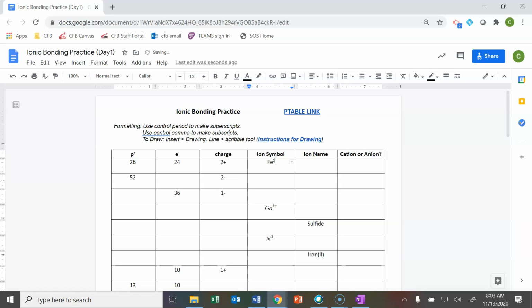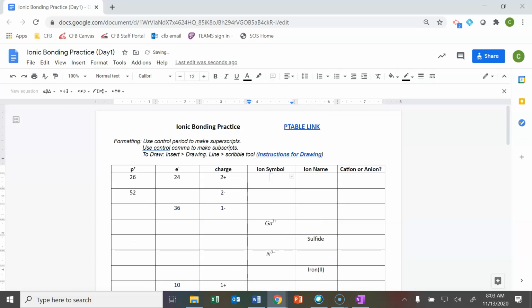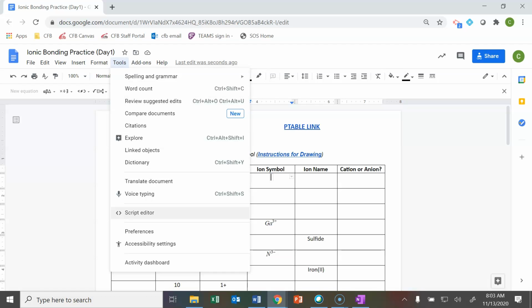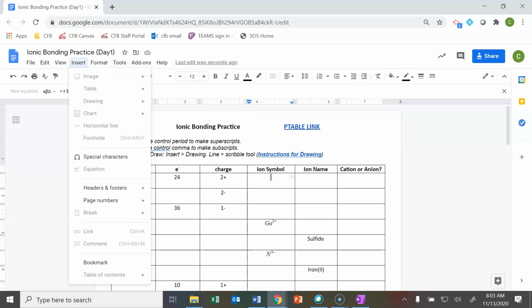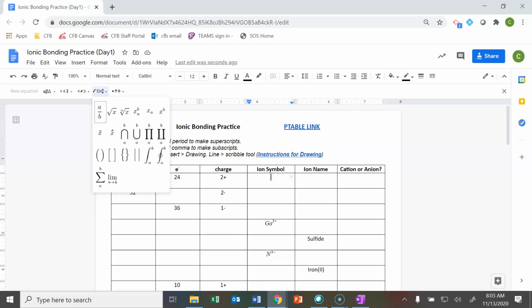Okay. Now, if that doesn't work for you, another way you can do this is by clicking Insert Equation. For some students, the Control+Period doesn't work, but this I think always works. You hit Insert Equation. And now that I'm in the equation, I go over to the fourth icon, which is Math Operations. And there's a superscript right here.